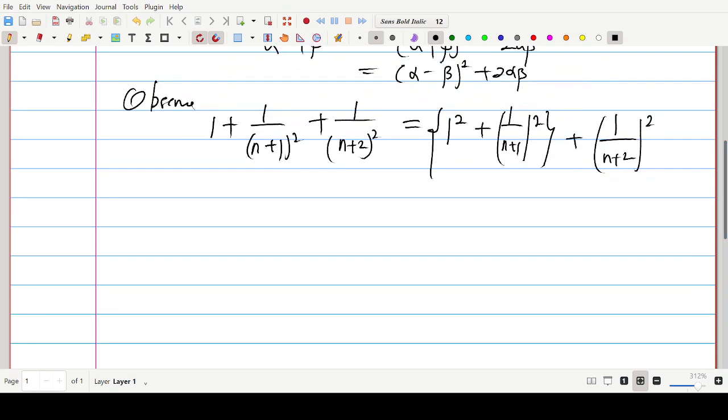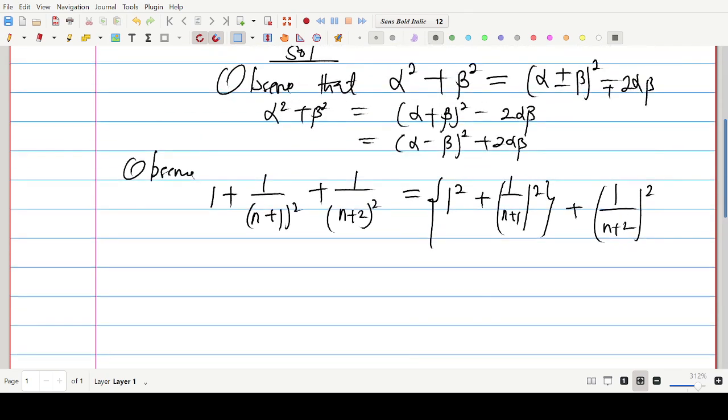So looking at this particular expression over here, let me illustrate. Can you see this expression? It resembles the expression you are seeing here. Look at it. But in this case, your alpha is 1 and your beta is 1 over n plus 1. So in place of alpha, we put 1, and in place of beta, we put 1 over n plus 1. So using that transformation, we have the following.